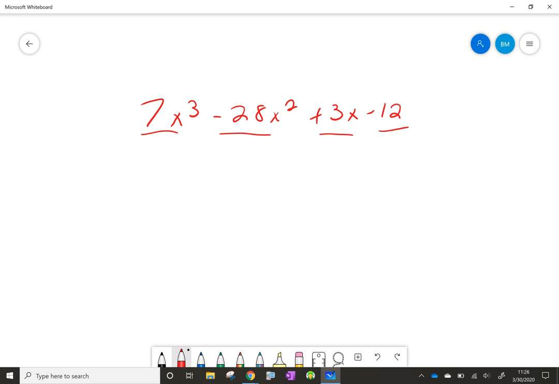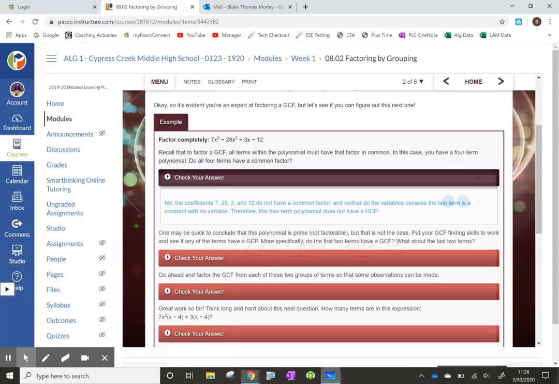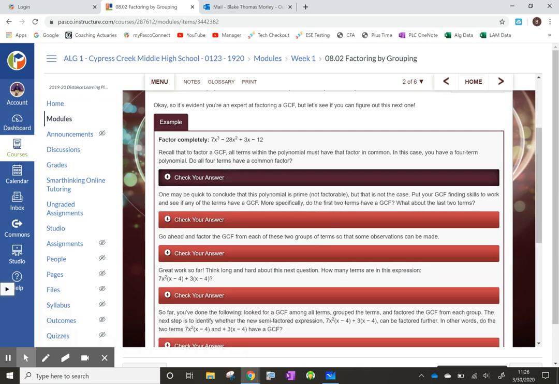And if you look at all the terms, the first 3 terms all have an x in common. They all have at least one x, but the last term has no x's in it. So they don't all have x's. Remember, you need all 4 terms to have something in common. And if the last term doesn't have an x, then they don't all have an x in common, unfortunately. So that's what they're saying there in the blue. So one may be quick to conclude that the polynomial is prime, not factorable, but that is not the case.